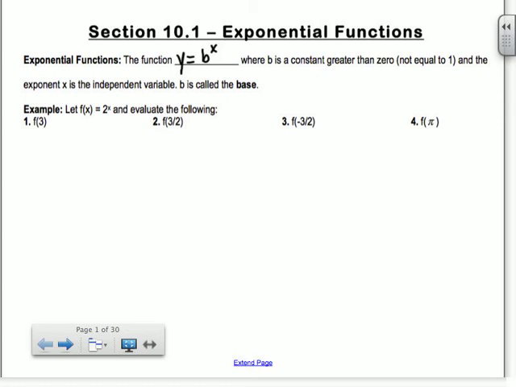So let f of x equal 2 to the x and evaluate the following. If I have f of 3, that means 2 to the 3. 2 to the 3 is 2 times 2 times 2, so 8.